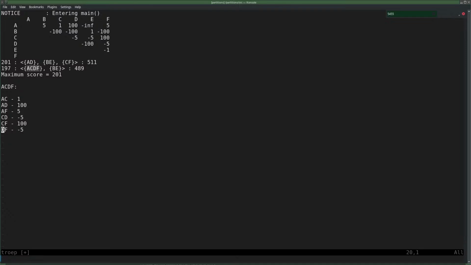Then I can sort that, more or less. So we get 100 at the top, 5, -5. That's all pretty doable. And then I could try to move CF out. If that fails, I can try to move AD out, etc.